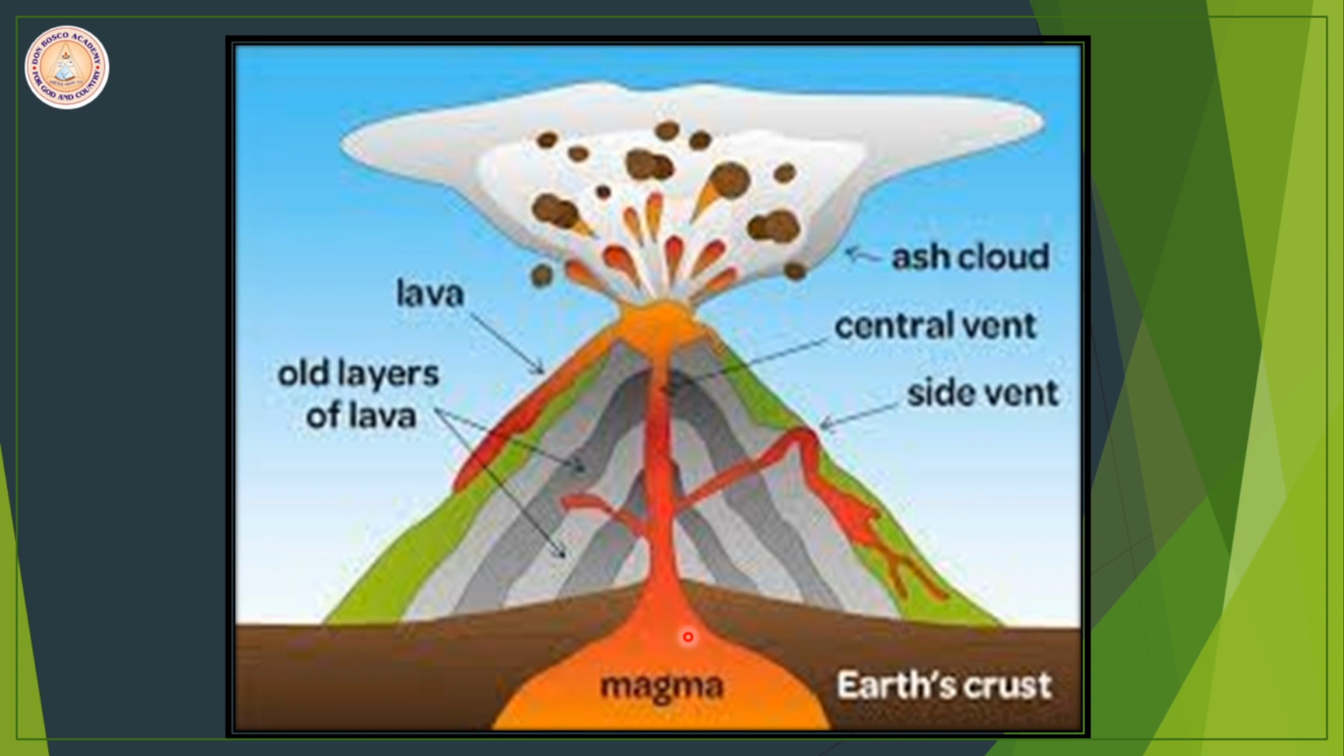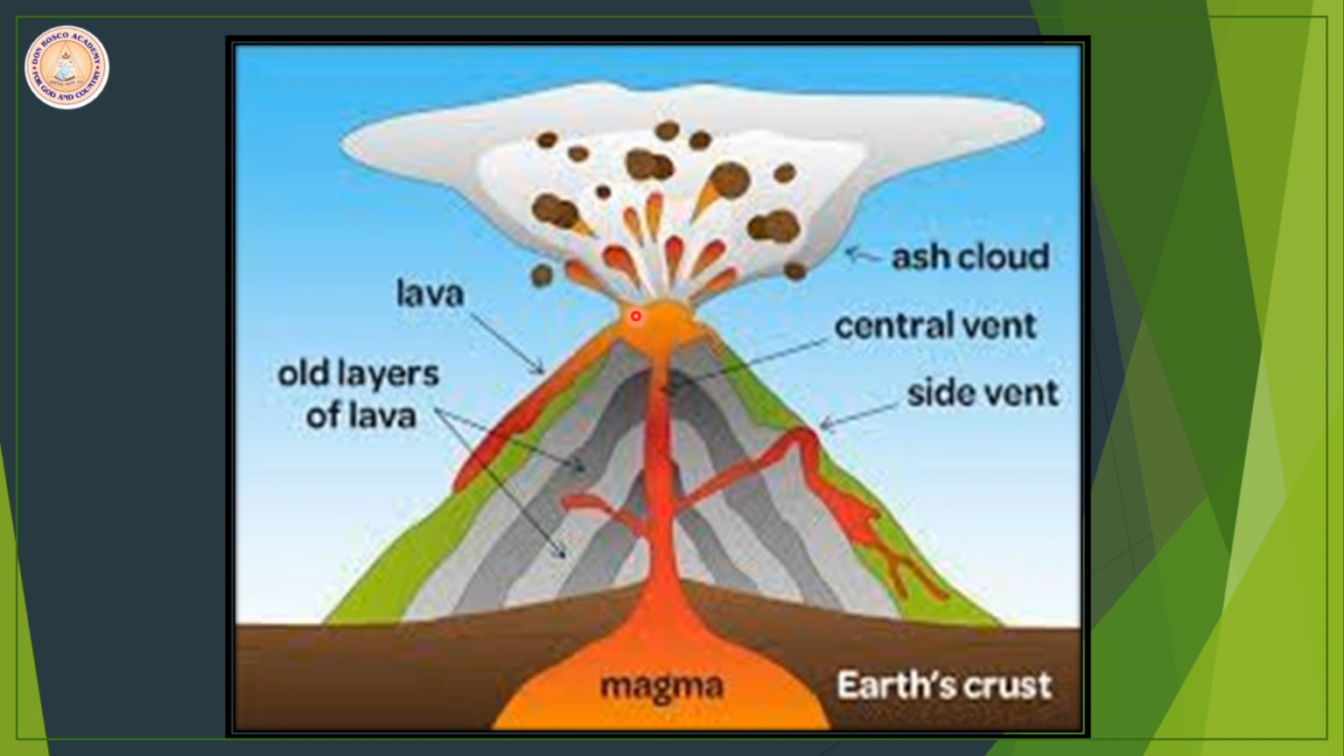From this diagram, you can see how the molten magma finds a vent, and from here it begins to rise and comes out with a great force, which is known as volcanic eruption. So the magma starts to eject out from the interior, and this process is known as volcanic eruption.